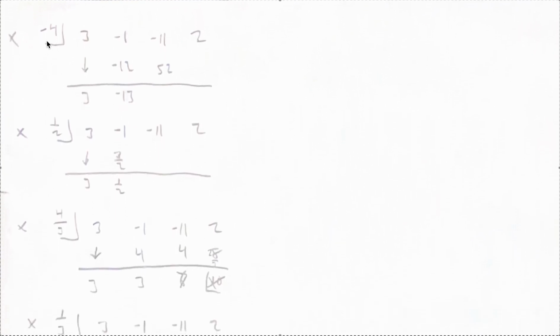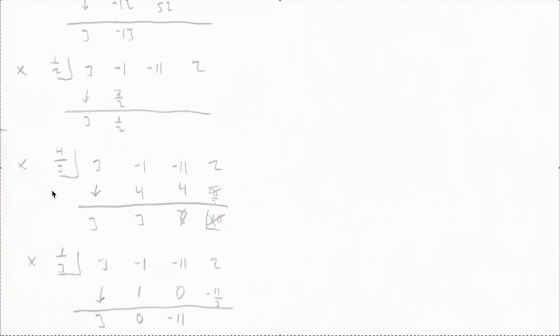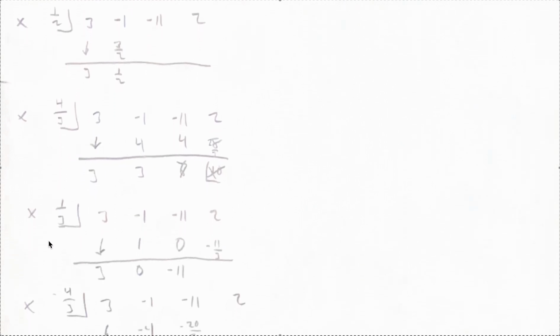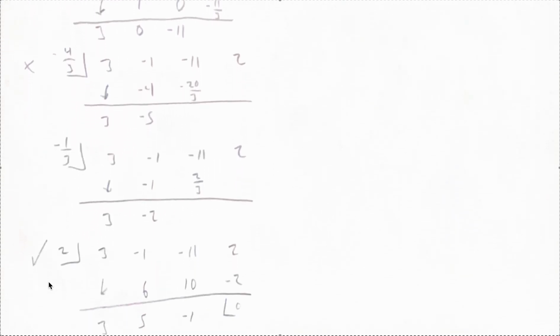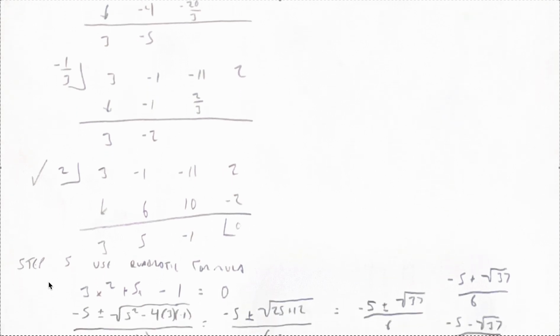So I tried negative 4. I knew that was a remainder. 1/2, 4/3, 1/3. I was getting desperate. Negative 4/3, negative 1/3. And then I thought, wait a second, 2 could be there twice. So I tried 2 again using synthetic division. I got a remainder of 0, and so I knew that was another root, but it's already listed as x equals 2.